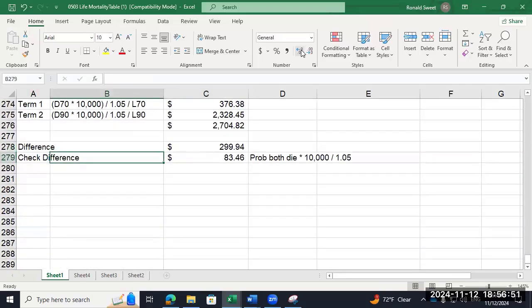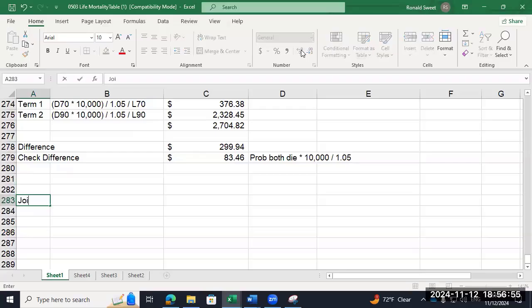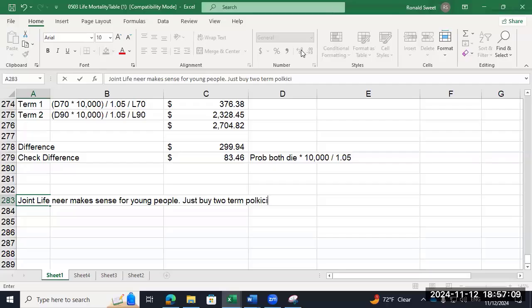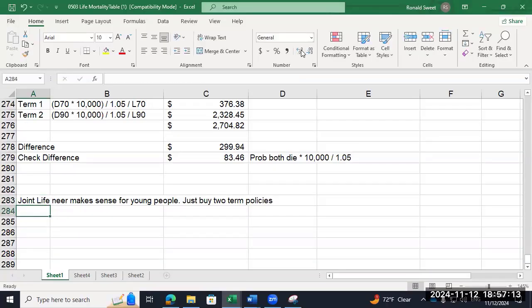So the real key for your essay is joint life never makes sense for young people, just buy two term policies. Now, I'll show you next class. I'll demonstrate it once I figure out my math error here, unless one of y'all has figured it out.